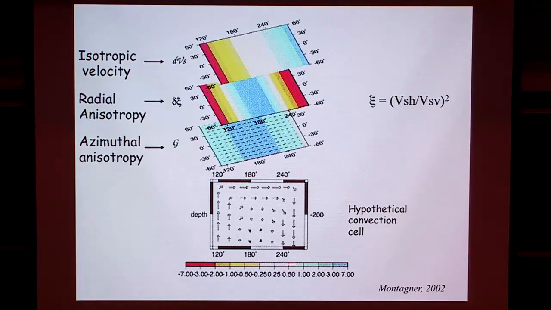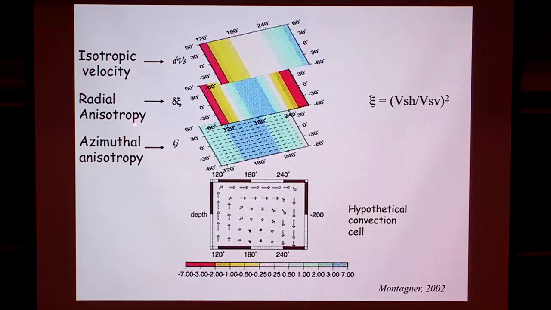And so this is just a cartoon showing what would happen in a very simple convection cell, where you have an upwelling here, some horizontal flow, and then a downwelling here. In this case, you expect the velocities to be lower in the upwelling part because it's hotter, and faster in the downwelling part because it's colder, and sort of neutral in the middle.